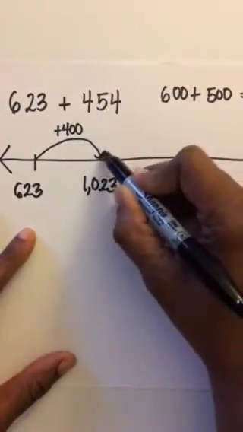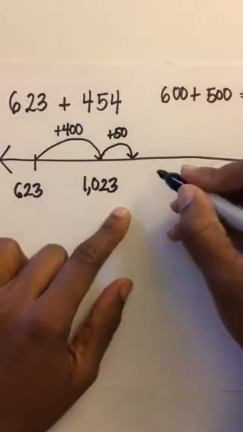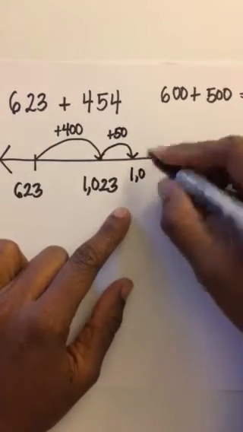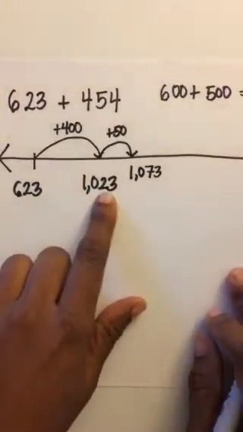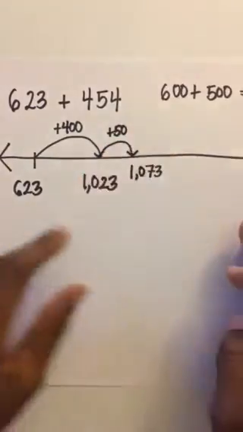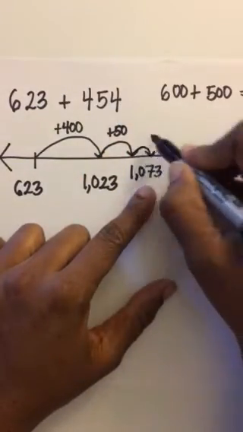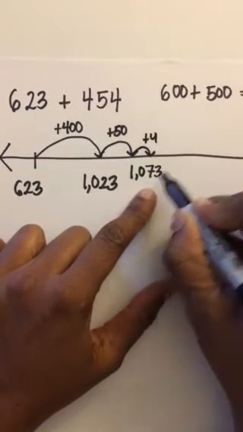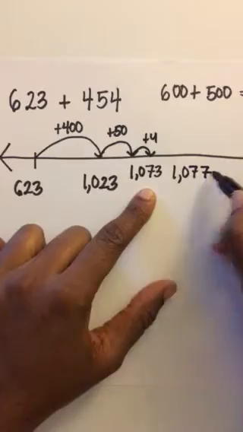The 5 is actually worth 50. 1,023 plus 50 is 1,073. Because I'll put 20 in my head, 30, 40, 50, 60, 70. And then that 4 is actually worth 4. 1,073 plus 4 is 1,077.